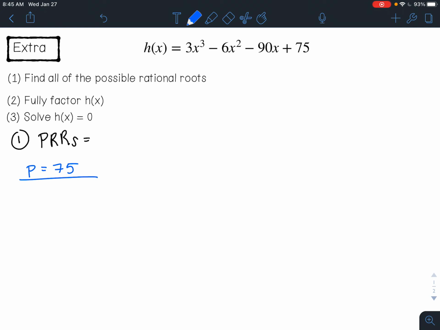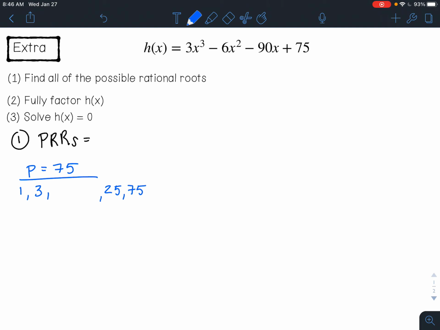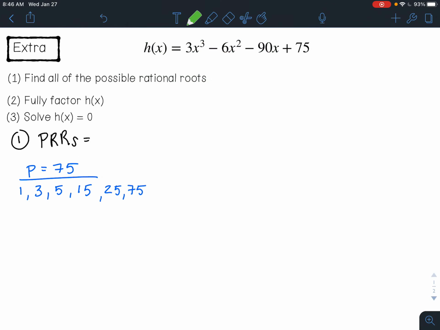And so there's a decent number of factors of 75, right? So 75 is 1 times 75. The next number that goes into it is 3 times 25. And then I can also do, I'm going to have to spread these out a little bit more, 15 and 5. And then we're all done there. And then for our q, q is your leading coefficient. So q is 3, and the only factors here are 1 and 3.